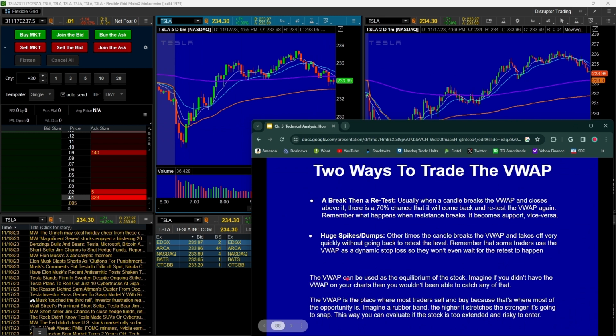So the VWAP can be used as the equilibrium point of a stock. Because the VWAP is the place where most traders sell and buy. Because that's where most of the opportunity is. Again, imagine a rubber band. The higher it stretches, the stronger it's going to snap. This way, you can evaluate if the stock is too extended and risky to enter.